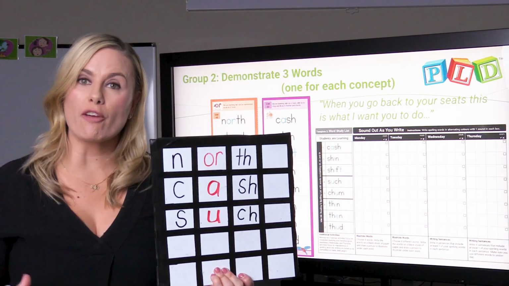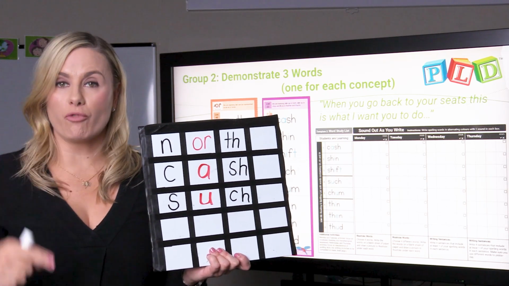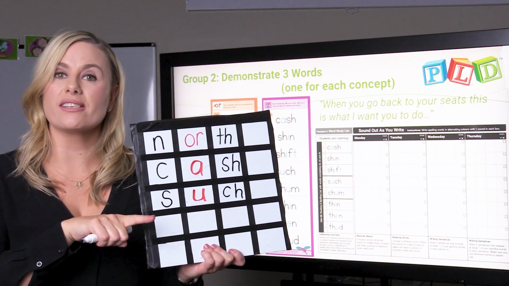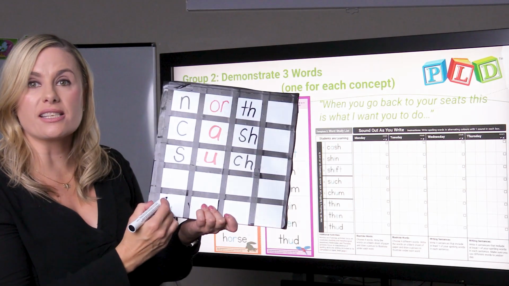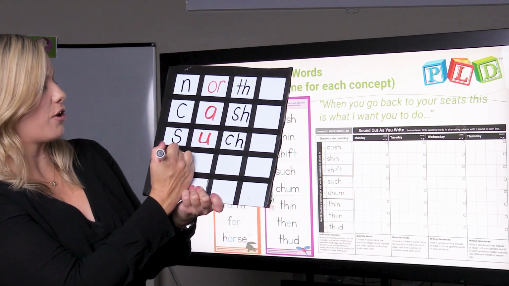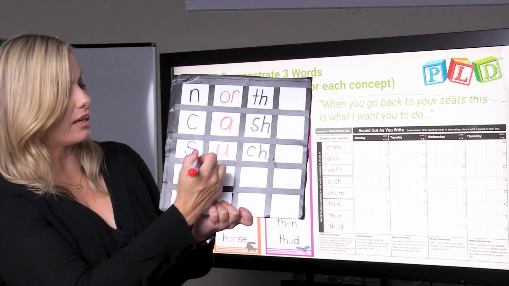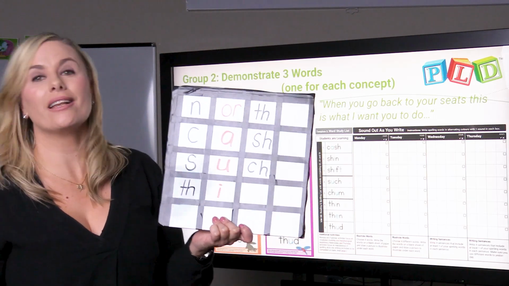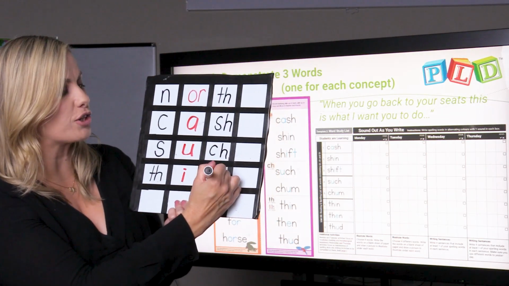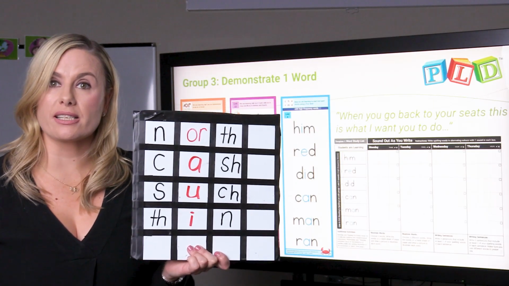Finally, group 2, we have been learning the digraph sounds th, th. Read the word on your word list. The word is thin. Map the sounds. The first sound is th. Sound and write th. My next sound is i. Sound and write i. My final sound is n. Sound and write n into your final sound box. You will apply that to the rest of your spelling list.